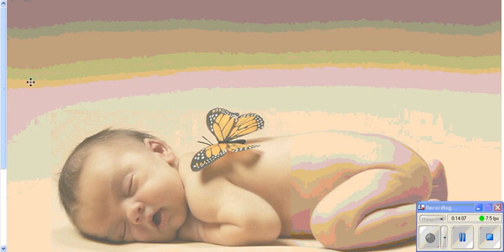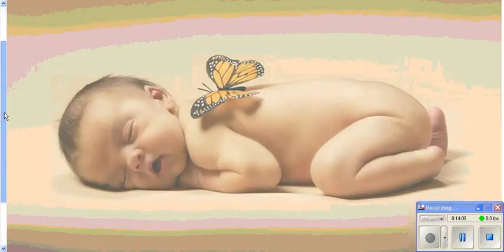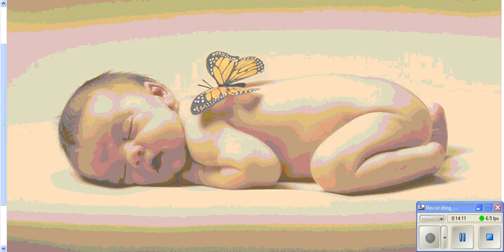Now, this slide here I just came across and I thought it was cute, and so it got thrown in here.